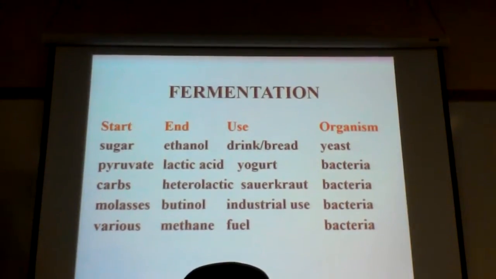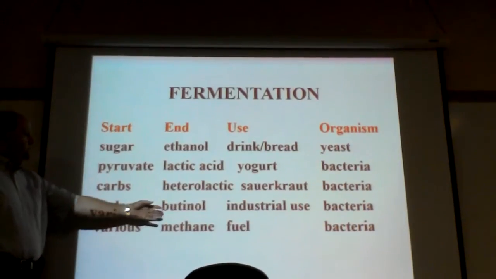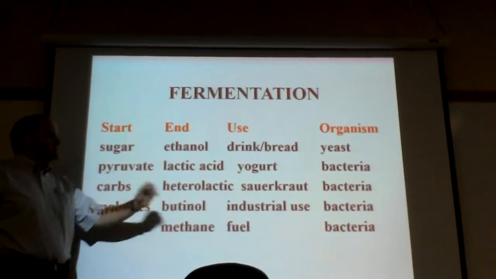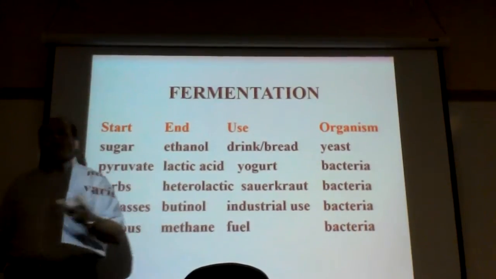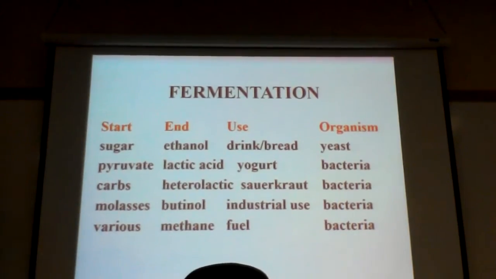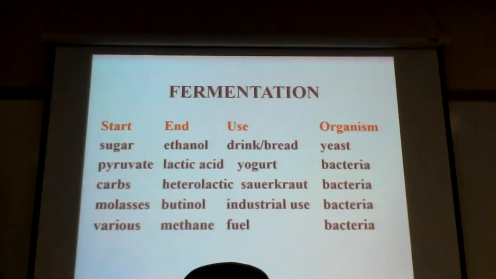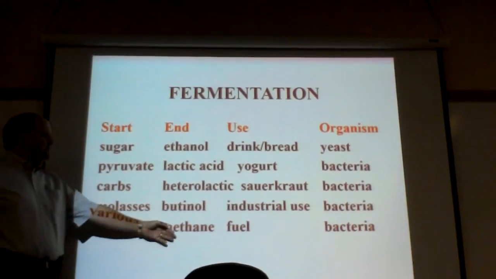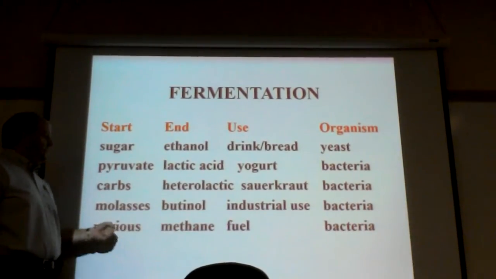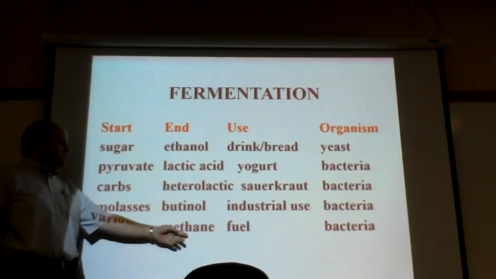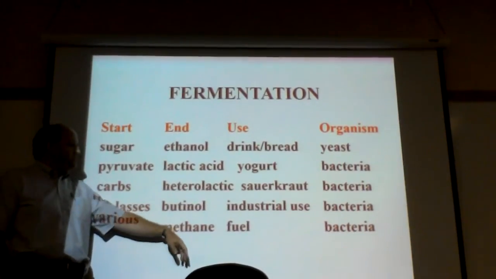It's actually pretty good. But butanol, we can take molasses, add bacteria to it, and make butanol, which is a form of butane. We can use it for all kinds of industrial things. This is happening all the time, this methane. There's other bacteria that can take a variety of material. They do methane or methanol fermentation, and we use it to make fuel.